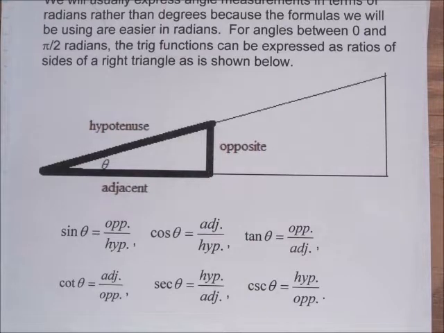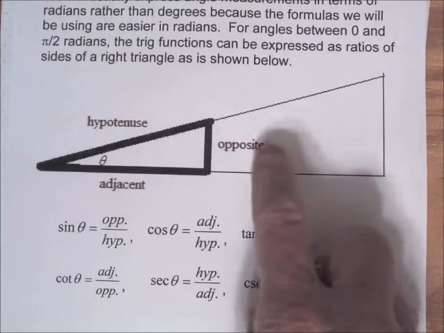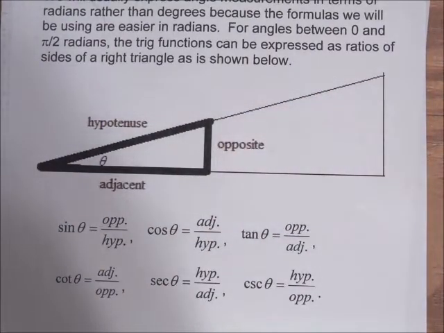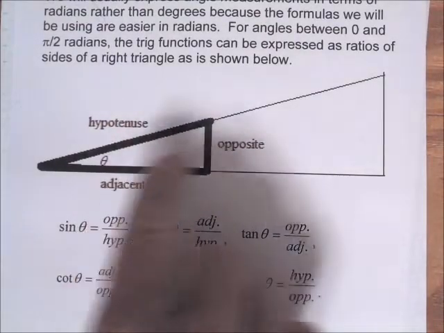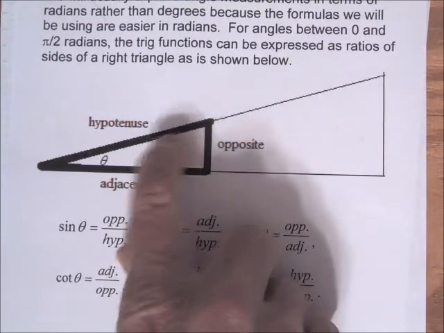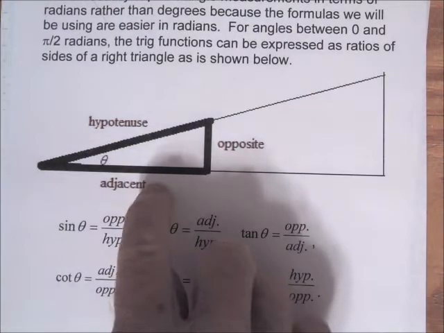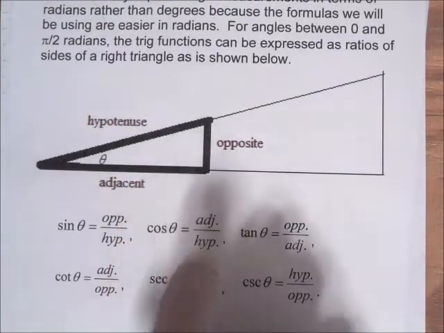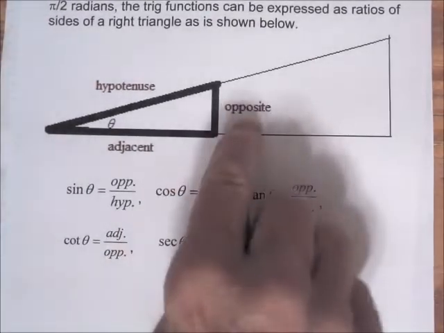So the trig functions are defined in a couple of different ways. For angles between 0 and pi over 2 radians, they can be defined as ratios of sides of a right triangle. The sine is the side opposite the angle theta divided by the hypotenuse, the longer side. The cosine is the adjacent side divided by the hypotenuse. Tangent is the opposite side divided by the adjacent.